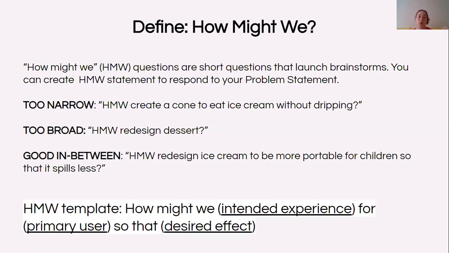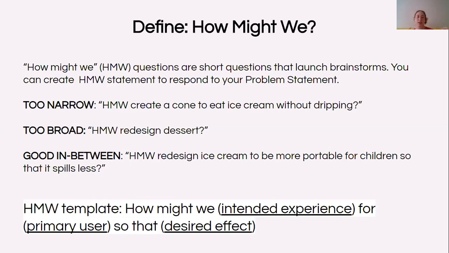And then here's a too broad one. It says, how might we redesign dessert? That doesn't even think about ice cream. That doesn't say anything about the problem, which is dripping or spilling of ice cream. So here's a good in between that they're giving: how might we redesign ice cream to be more portable for children so that it spills less?